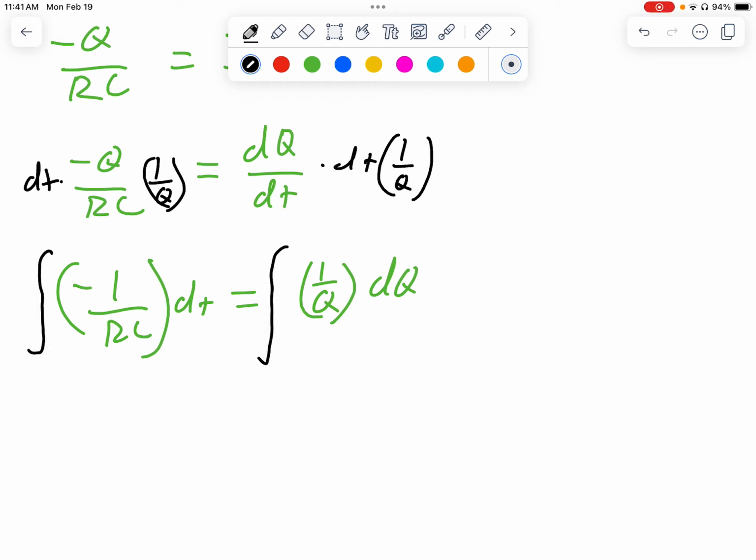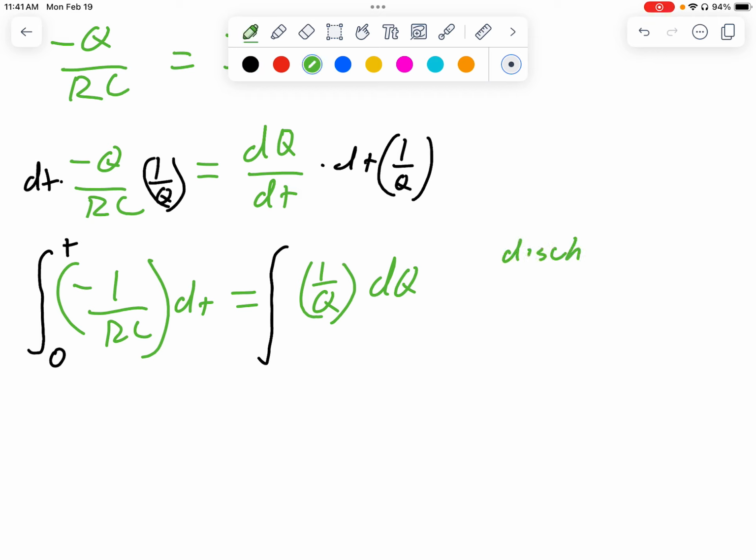Now, what are my limits of integration? For time, we're just going to flip the switch, so that's our time zero. What we're looking for is a function that describes the charge on the capacitor at any given time t. And this was for discharging the capacitor.